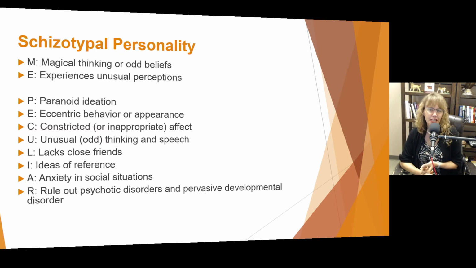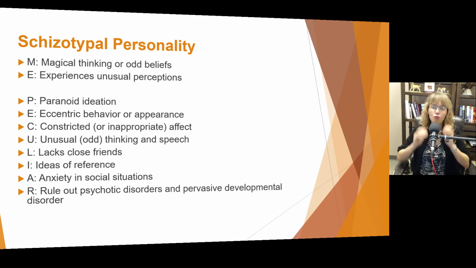unusual thinking and speech, lacking in close friends, ideas of reference, anxiety in social situations, and then R stands for ruling out psychotic disorders and pervasive developmental disorders. We do want to rule out things like schizophrenia that may also produce magical thinking and unusual perceptions.